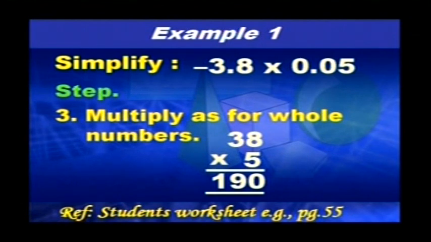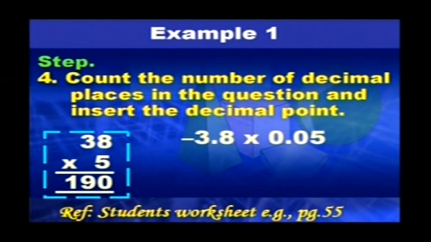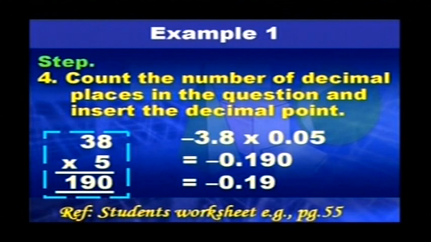After you multiply as whole numbers, you are going to count the number of decimal places in the question and insert the decimal point. Okay? So you should have your answer like that. After multiplying the whole numbers, you get a whole number in your answer. But you go back and check your expression and see if the number of decimal places are correct.